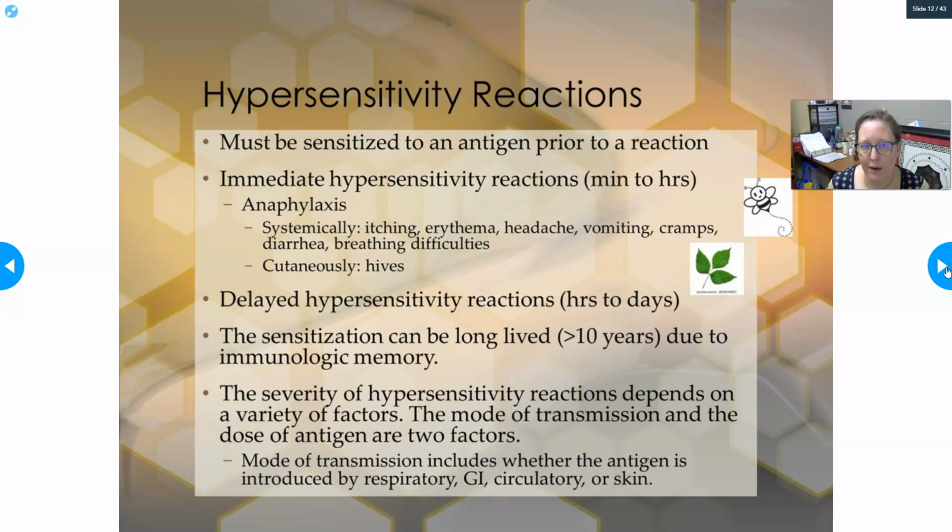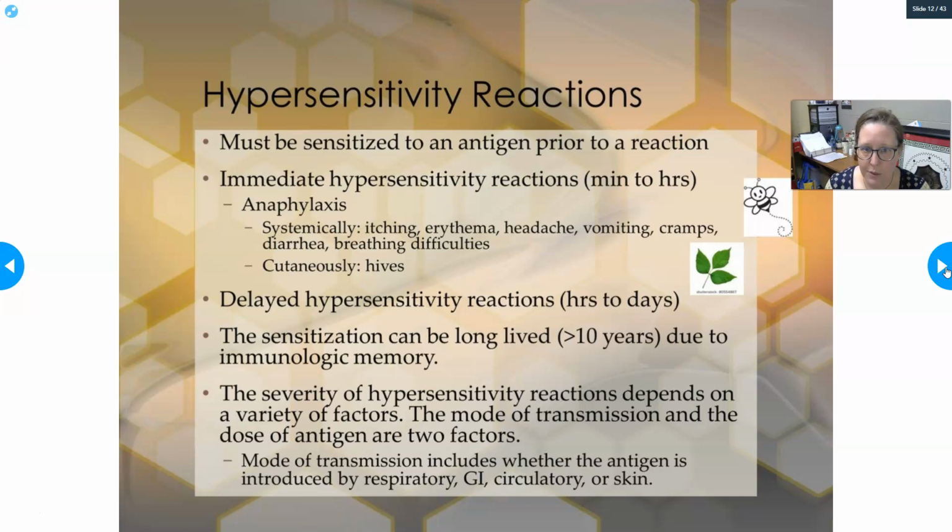All right, so let's look some more at hypersensitivity. First of all, you have to be sensitized to an antigen prior to a reaction. This is a fancy way of saying that you're never going to be allergic to something the first time your body encounters it. So the first time you're stung by a bee, you won't be allergic to it. You won't have an allergic reaction to it. But once your body sees it, it may decide that it doesn't like it. And then if you get stung again, a second sting, then you might have an allergic reaction.